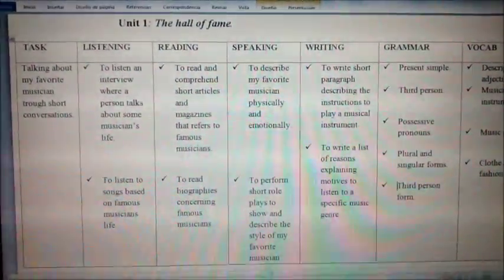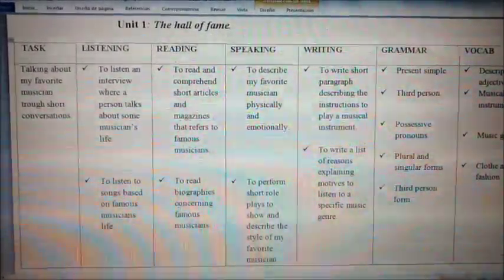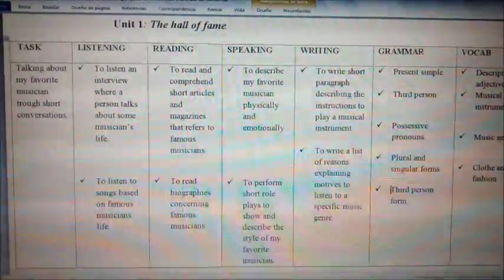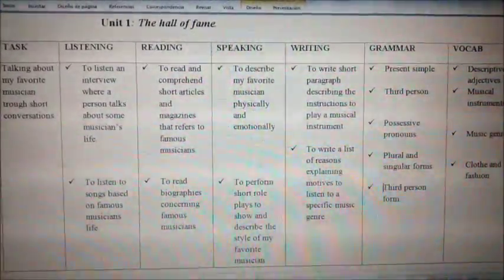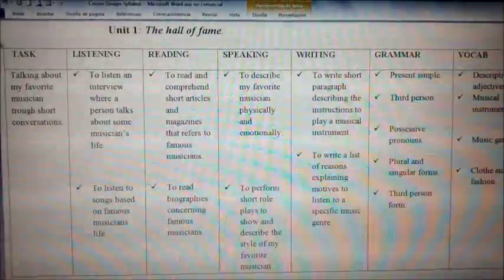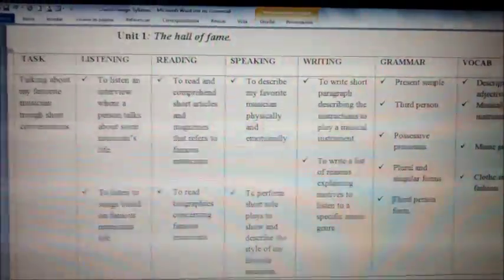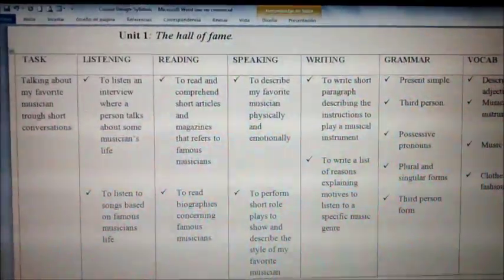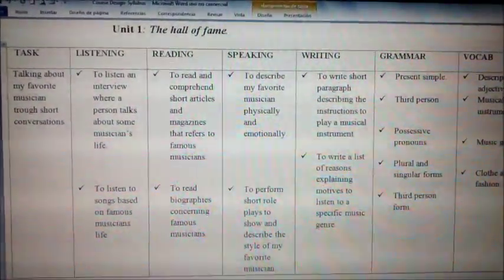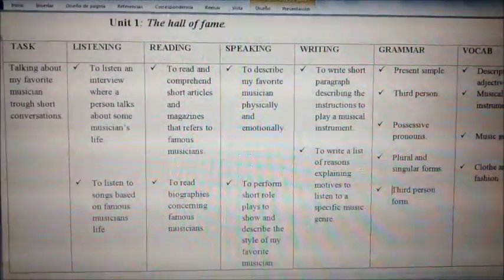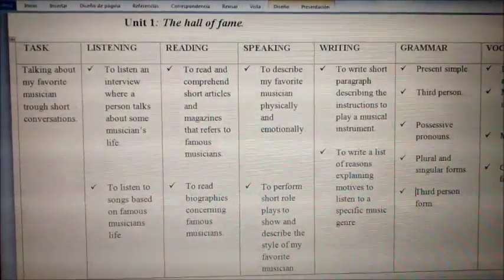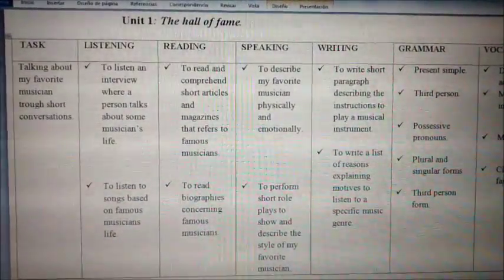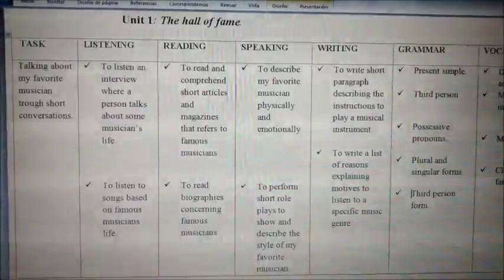We designed the first unit of this syllabus taking into consideration the integration of 4 language skills. The name of this unit is the Hall of Fame. The task consists on talking about my favorite musician through short conversation. In the part of the listenings, to listen to an interview where a person talks about some musician's life. To listen to songs based on famous musician life.